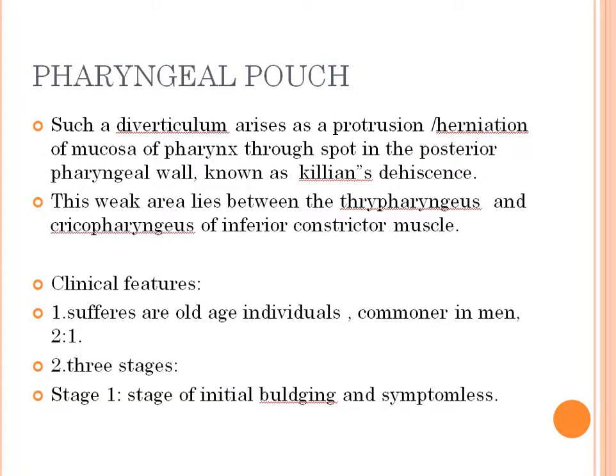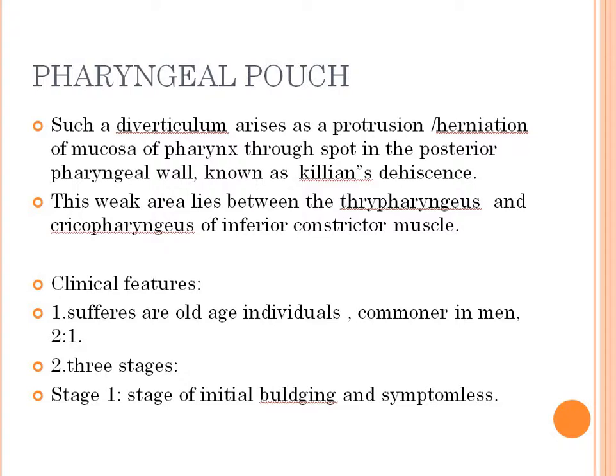Now the pharyngeal pouch. Such a diverticulum arises as a protrusion, a herniation of the mucosa of the pharynx through a weak spot in the posterior pharyngeal wall, known as Killian's dehiscence. This weak area lies between the thyropharyngeus and the cricopharyngeus of the inferior constrictor muscles. Clinical features: sufferers are old age individuals, common in men, 2:1 is the ratio.